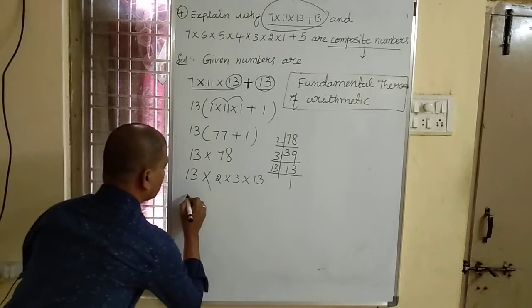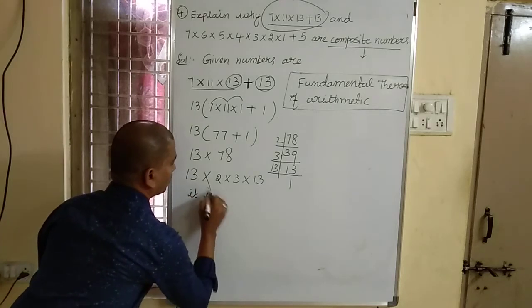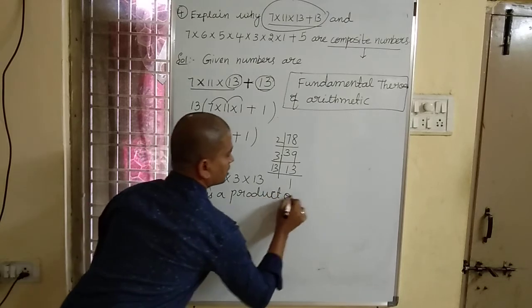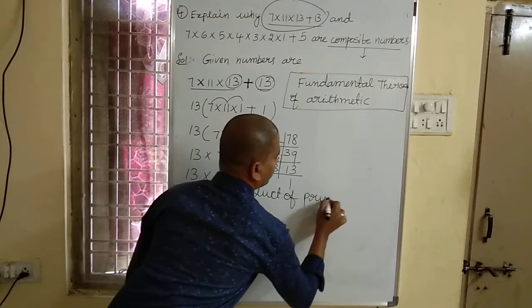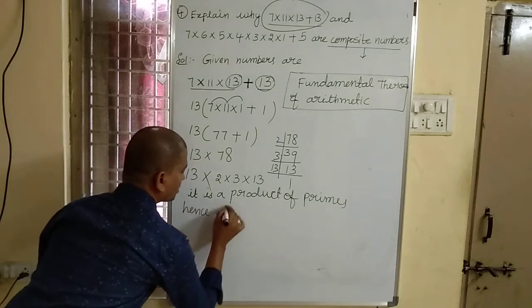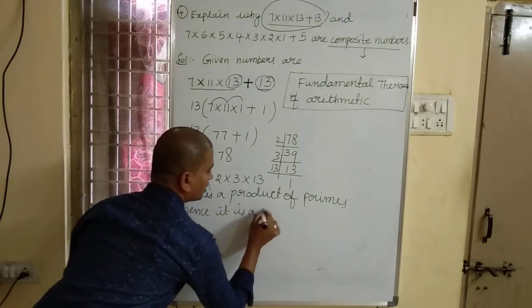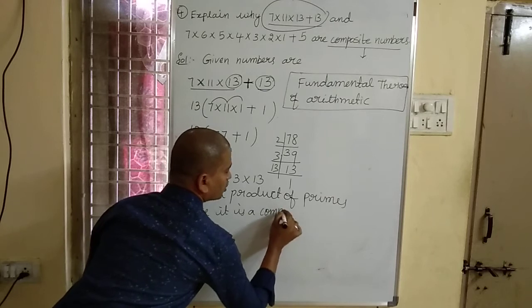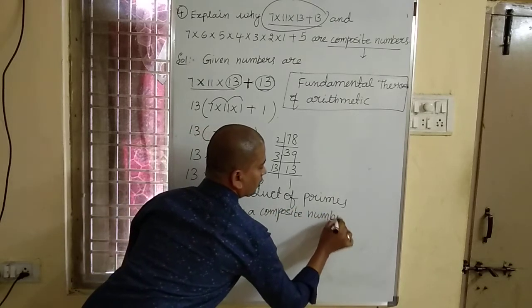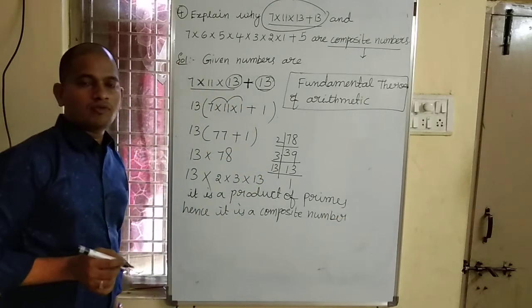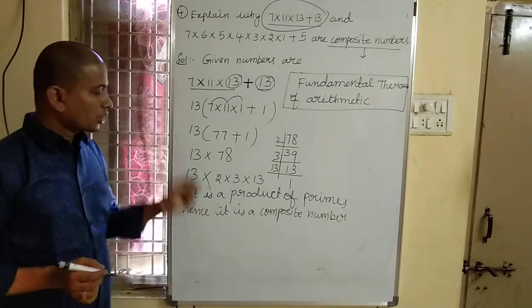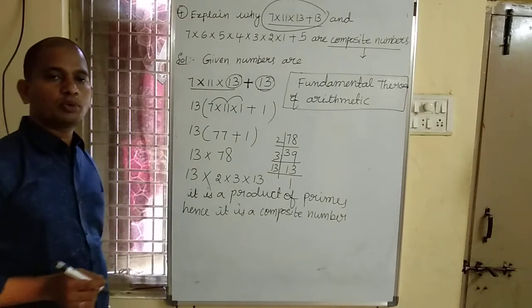It is a product of primes. Hence it is a composite number. According to the fundamental theorem of arithmetic, we expressed it as a product of primes, hence it is a composite number.